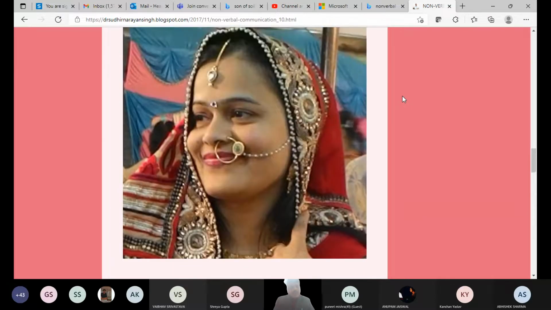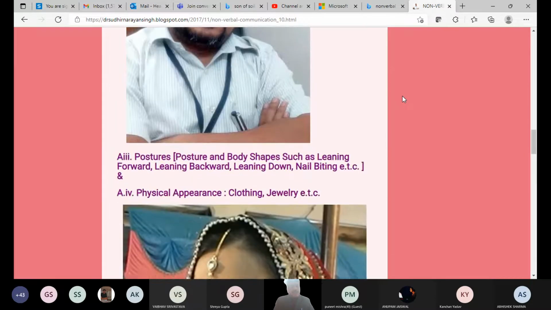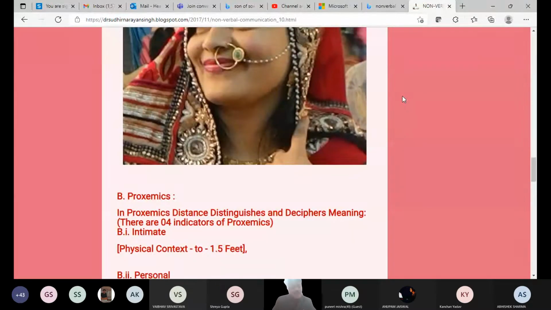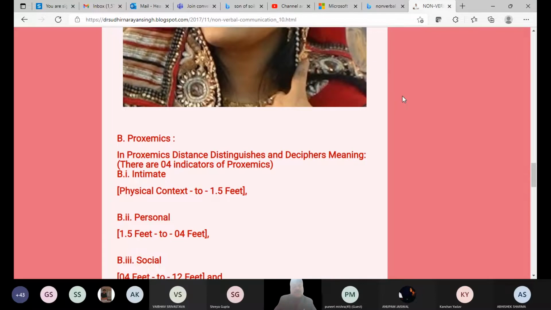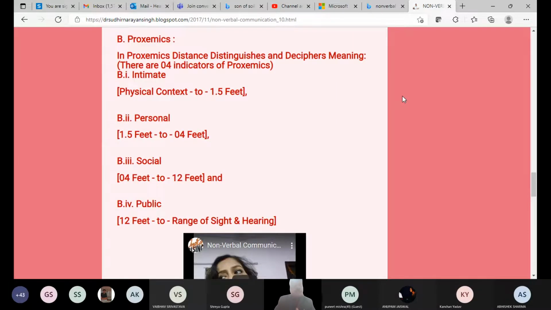Then the second part, after kinesics, of the non-verbal communication through which we communicate. What is that? Proxemics. Proxemics means proximity, nearness, which defines and conveys the meaning. For example, in proxemics, distance distinguishes and deciphers as the indicator of meaning. Based on that, there are four indicators of proxemics.